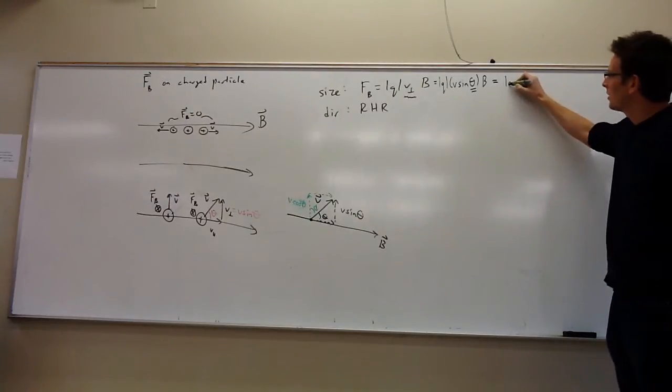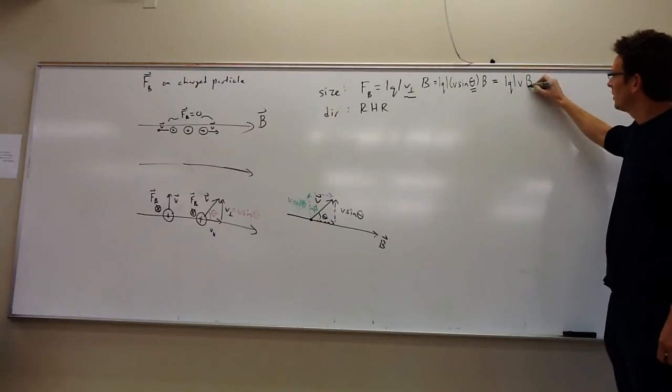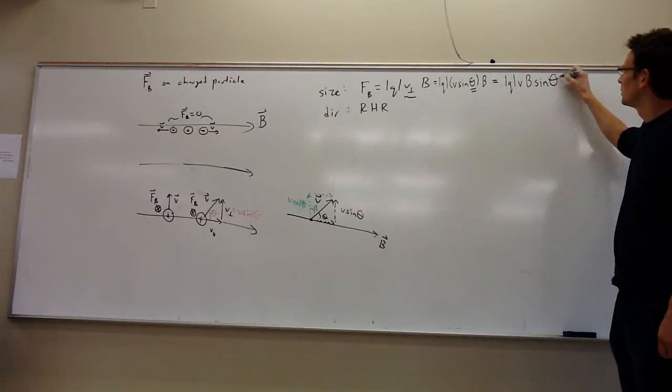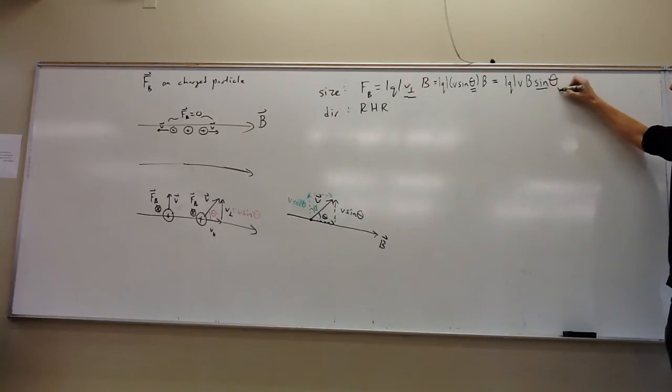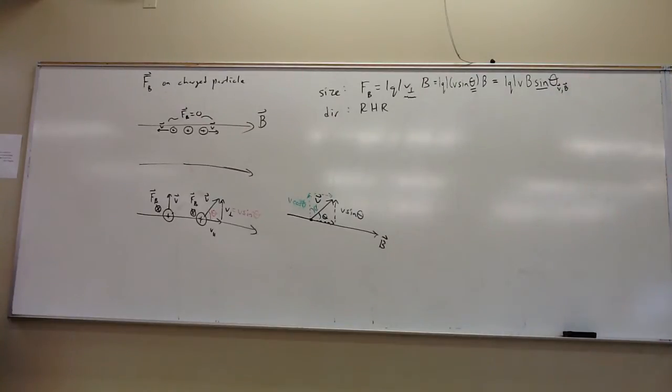So let me write it like this. QVB sine theta. So I've just taken the sine on the outside. All those parentheses don't matter. These are all multiplied. And it is always sine if you choose the angle to be between V and B. Okay?